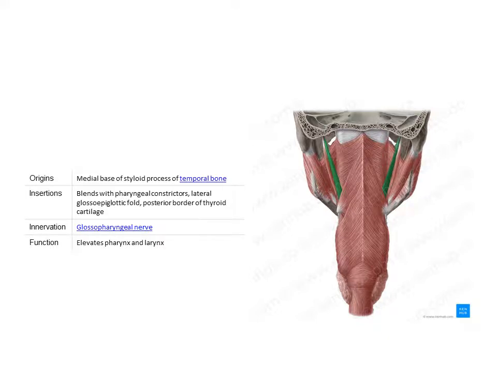The third one is stylopharyngeus. It originates from the medial base of the styloid process of the temporal bone, and it actually blends with the pharyngeal constrictors. Innervation: this is the only exception among all pharyngeal muscles. A very important thing to remember is that all muscles of the pharynx are supplied by the vagus nerve except stylopharyngeus, which is supplied by the glossopharyngeal nerve. It elevates the pharynx and larynx.